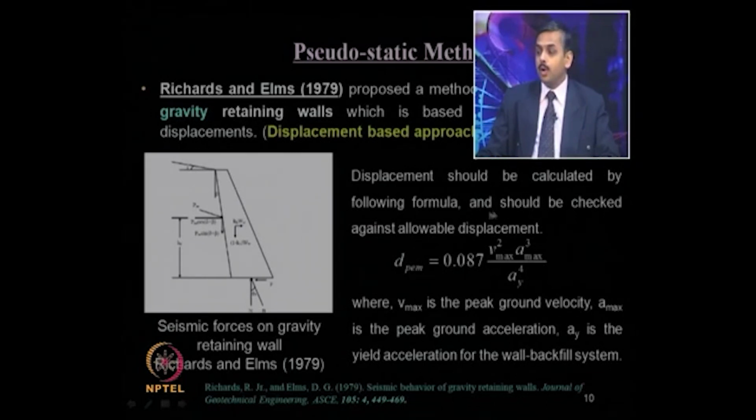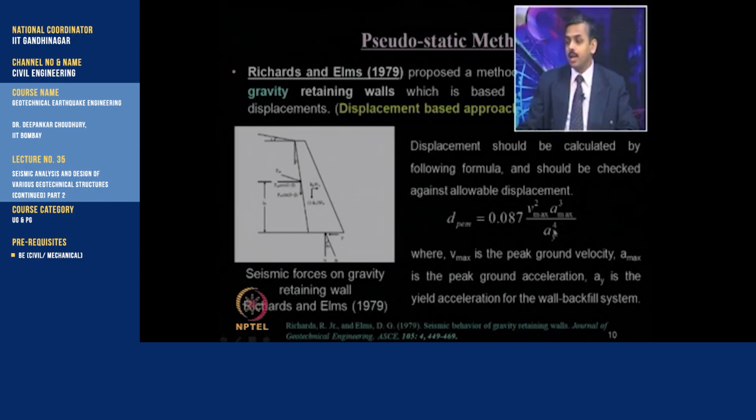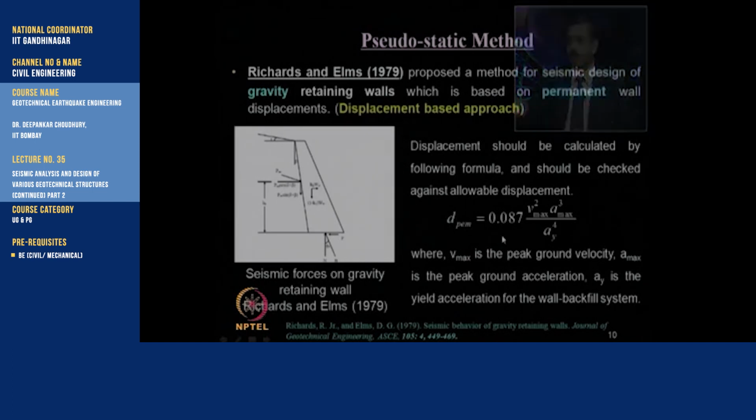Now, if the allowable displacement for a wall is specified in a project, then you should keep your permissible displacement within the range of the allowable displacement, and accordingly you can design the wall section so that your A y value etcetera comes accordingly, so that this permissible displacement is within the allowable range. Clear? These are the basic steps of the displacement based approach of the pseudostatic method of design.